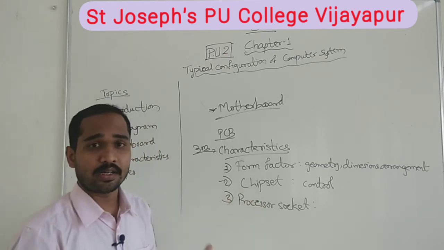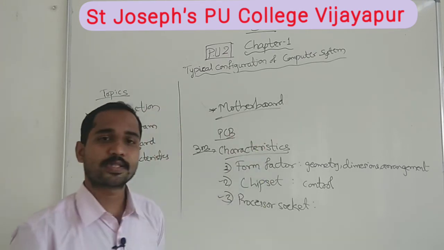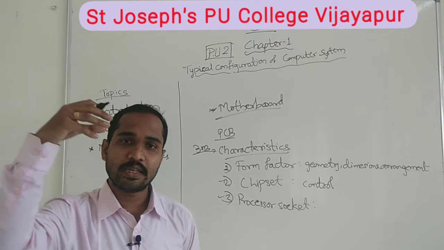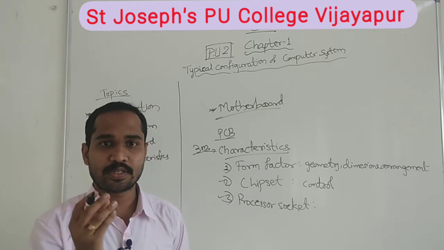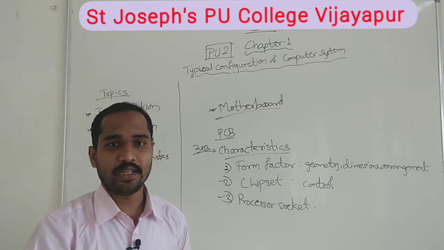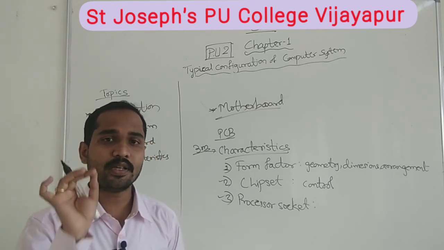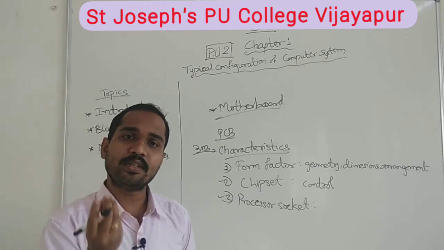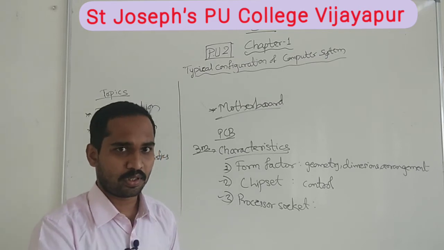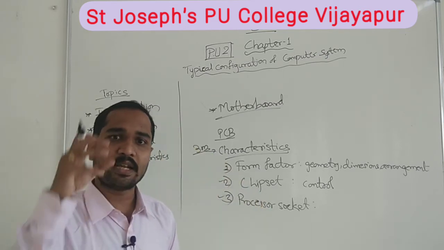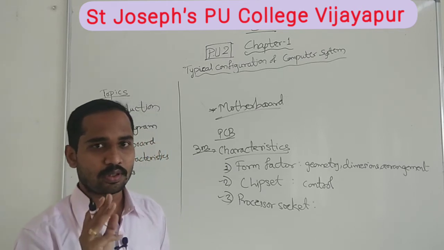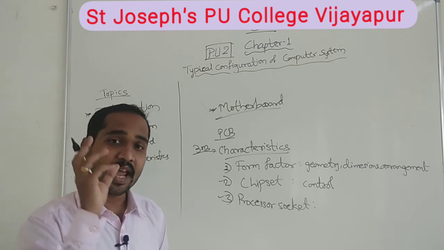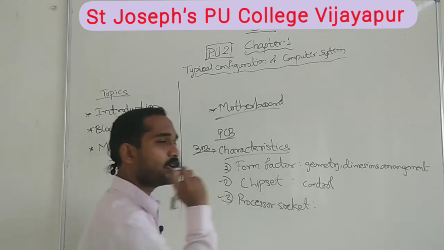But the heart of this motherboard is the processor socket. Means what? The slot where you can insert the processor. The processor is mounted vertically on the slot called the processor socket, or a square slot will be there. On that, using the connectors also, your processor can be inserted, or it can be directly mounted vertically. So two possibilities are there. Anyhow, the processor has to be inserted, and that slot we call the processor socket.